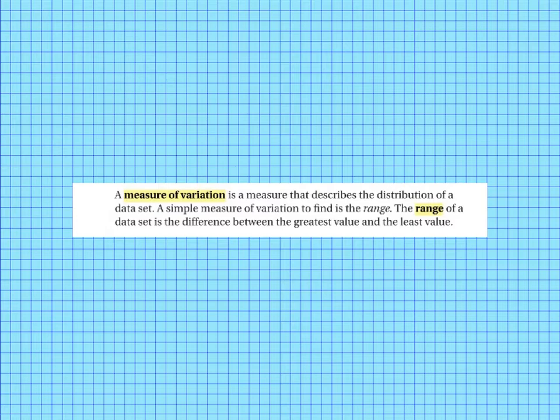A measure of variation is a measure that describes the distribution of a data set. A simple measure of variation to find is the range. The range of a data set is the difference between the greatest value and the least value. Be sure those definitions are in your math notebook.